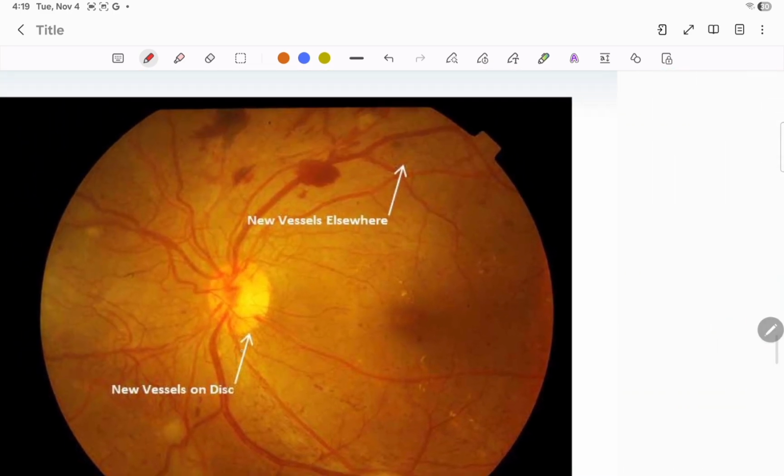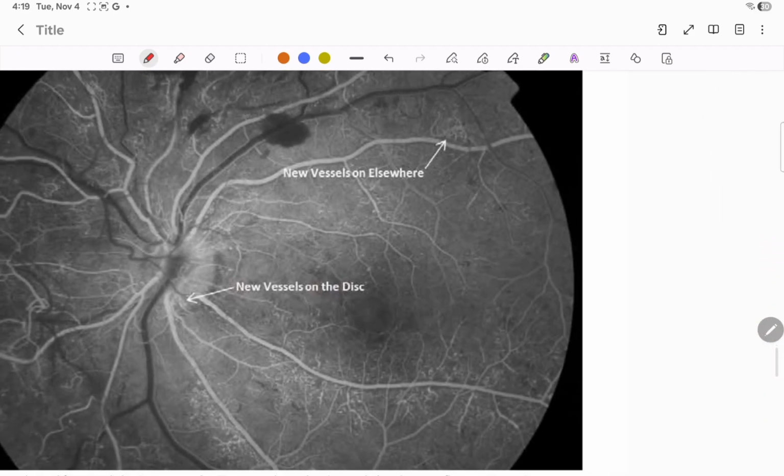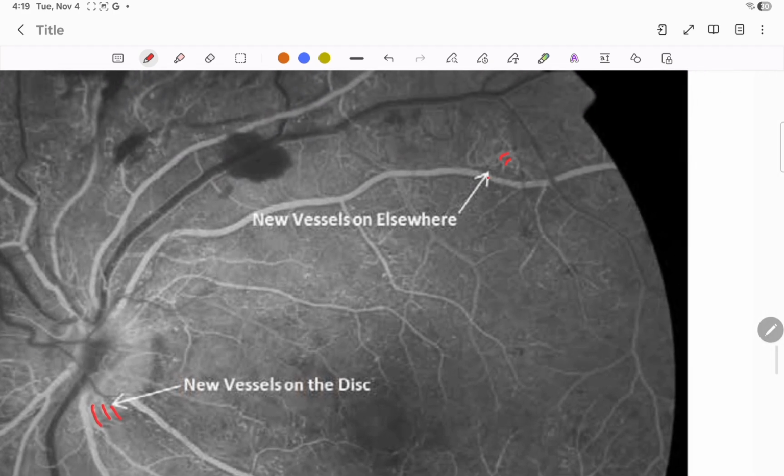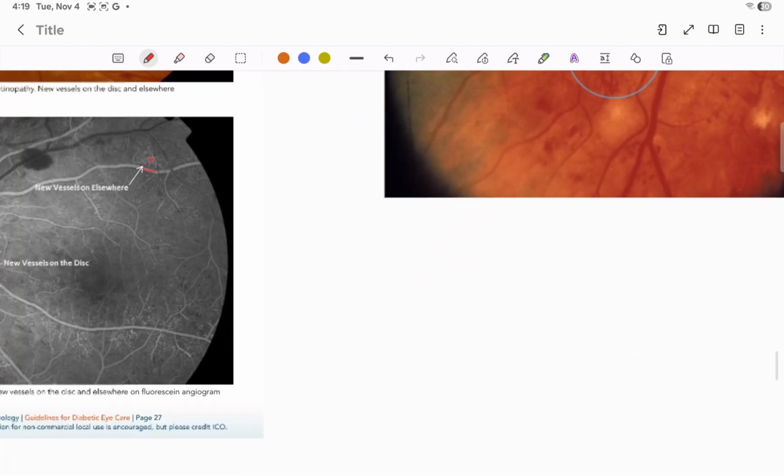This is another picture of new vessel on the disc, and these are the new vessels everywhere. As you can see in this picture, it is very clear. These small ones are the new vessels on the disc, and these are new vessels everywhere. This is the main vessel which is occluded. This is another picture of new vessels everywhere.